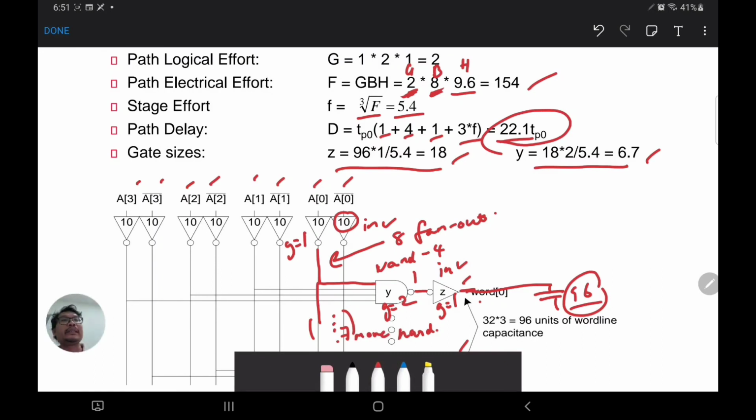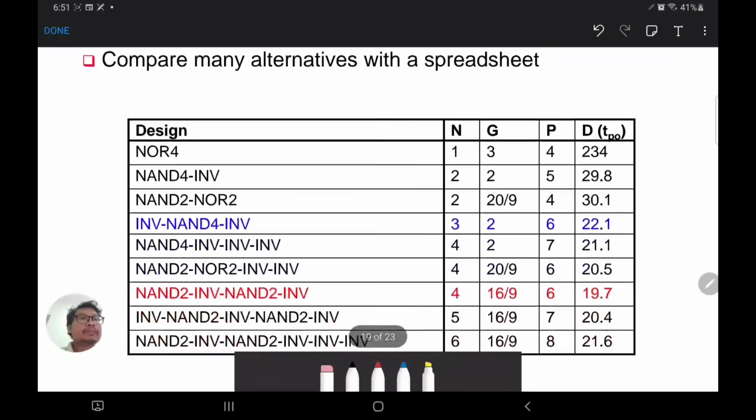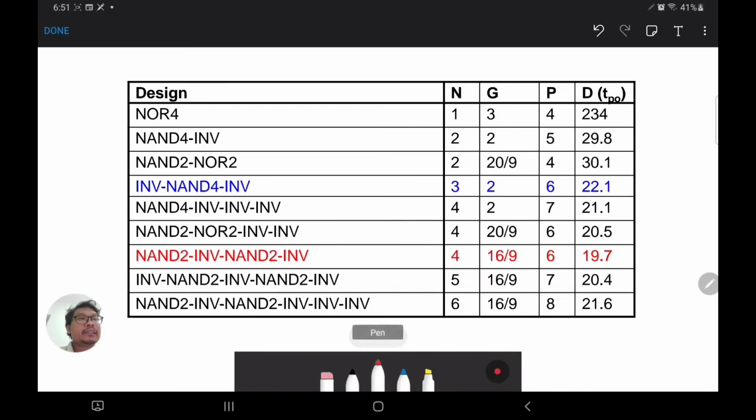So is that the best we can do, 22.1 tp0? Or maybe we can use 1-stage logic, or maybe more, maybe 4-stage logic, different kinds of logic, and we can then calculate the delay. So here they made some comparison. The one that they did here is this one, 22.1.